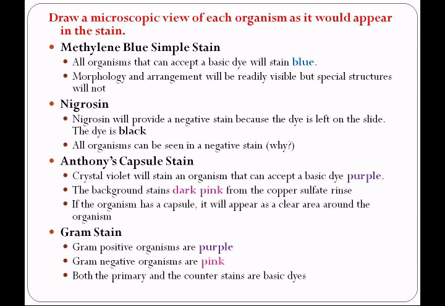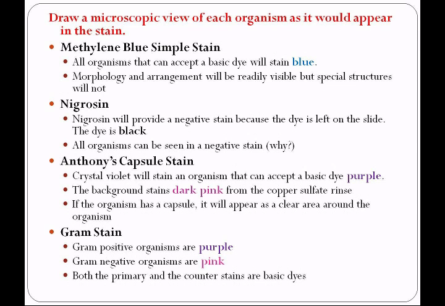Let's think about each of these stains. Methylene blue is a simple stain. Any organism that's capable of accepting a basic dye will stain blue. The morphology of the organism, whether it's a rod or a coccus or a sporulum, is going to be evident, and the arrangement is also going to be evident. You may see diplobacilli, bacilli in palisades, perhaps diplococci, or streptococci. That's the arrangement. Now, special structures such as flagella or spores would not be evident in the methylene blue simple stain. And just like its name, methylene blue simple stain is blue.